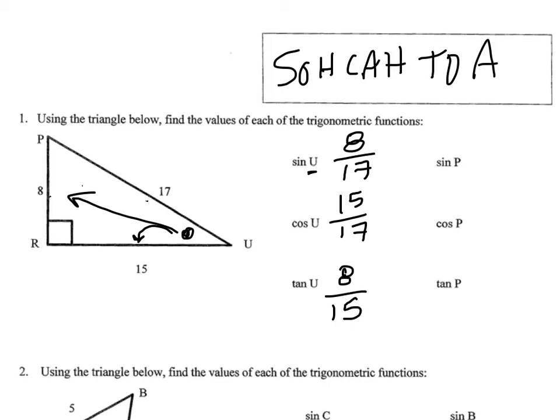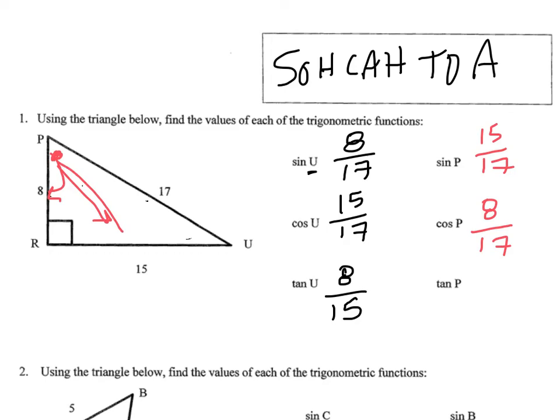Now I'm going to repeat the same thing for standing at angle P. So if I'm at angle P, the sine, opposite over hypotenuse, is 15 over 17. The cosine is 8 over 17. And the tangent, opposite over adjacent, is 15 over 8. You can notice a pattern that starts to develop.